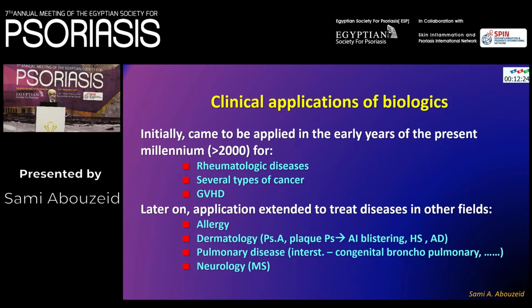Clinical applications of biologics, initially, they came to be applied in the early years of this millennium for rheumatologic diseases, several types of cancer, and graft versus host disease. But later on, application extended to other fields: allergy, dermatology, pulmonary disease, neurology. Actually, they have revolutionized the treatment of many diseases, including skin diseases.